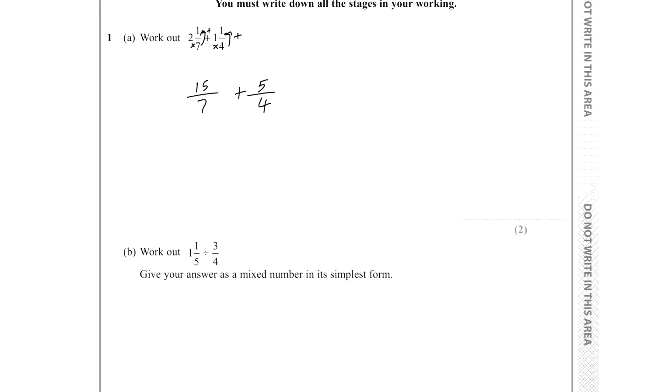Now, with fractions, you have to make the denominator the same. So we're going to times the top and bottom by 4 here, and we're going to times the top and bottom by 7 here. And that becomes 4 times 7, which is 60. Divide that by 28, plus 7 times 5, which is 35. Divide that by 28, which then equals 95 over 28.